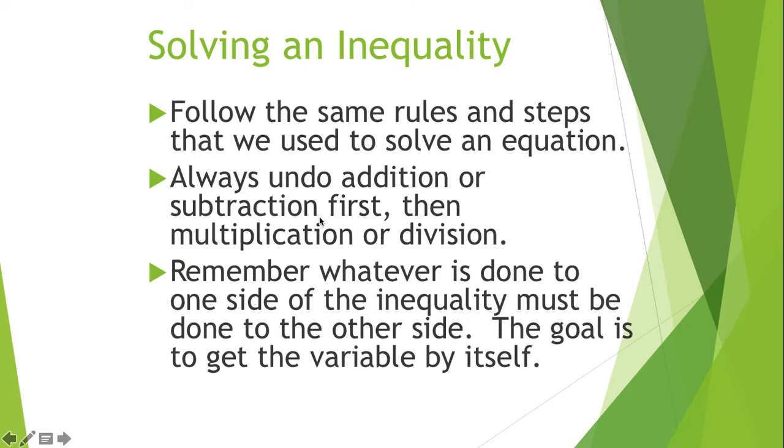Always remember to undo addition or subtraction. Undo means write the inverse of addition and subtraction first, and then you move on to the multiplication or division. We need to inverse multiplication and division as well. Remember, what is done on one side, meaning on the left side, we have to do the same way on the other side, on the right side. And then our goal is to get the variable by itself. What is a variable? Any letter present in an equation.